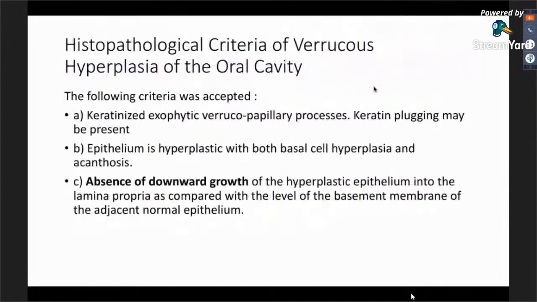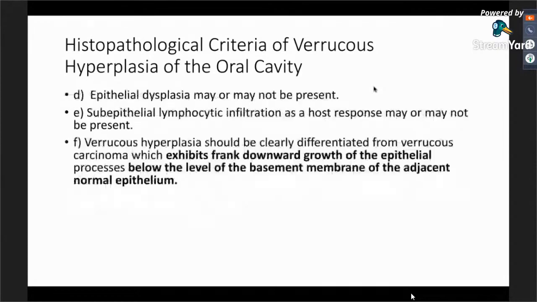So histopathological criteria of verrucous hyperplasia of the oral cavity, the following criteria were accepted during our 2013 workshop: keratinized exophytic verrucopapillary process where there is parakeratin plugging. Epithelium is hyperplastic with both basal cell hyperplasia and acanthosis. And there is absence of downward growth. Here we bold it, but downward growth is meant for verrucous carcinoma into lamina propria as compared with the level of basement membrane. And epithelial dysplasia may or may not be present. So that was at that time our criteria.